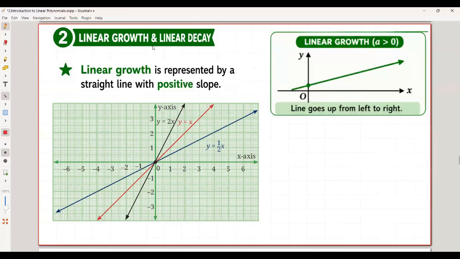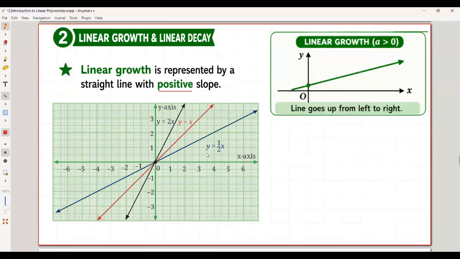Second one, linear growth or linear decay. We learned what linear growth and linear decay are in the previous classes. Linear growth means the same amount will increase. Decay means the same amount will decrease. How to represent this in the graph? Linear growth is represented by a straight line with a positive slope. Positive means the line goes up from left to right. It will increase, positive slope.